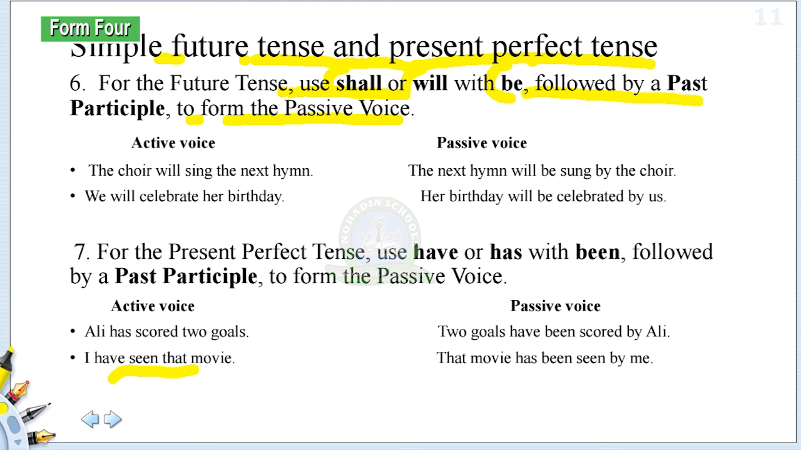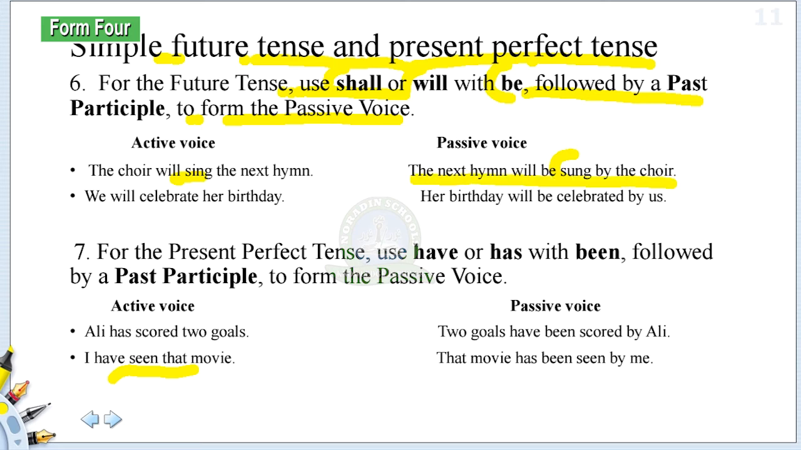So remember. The choir will sing the next hymn. How are we going to change this sentence into passive voice? The next hymn will be sung. Sing is present, but sung is the past participle, because we use the past participle. The next hymn will be sung by the choir.